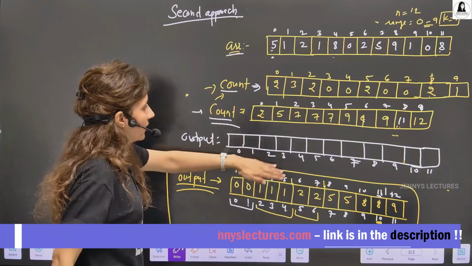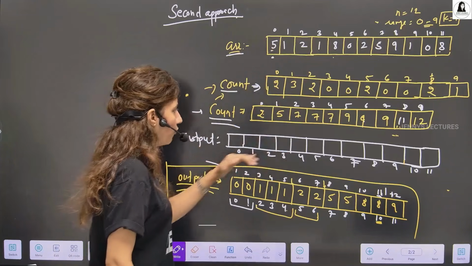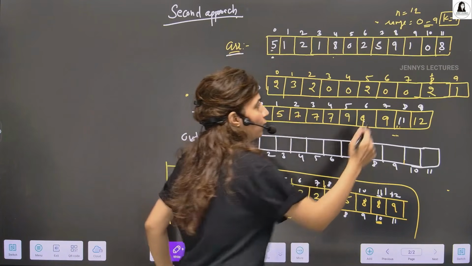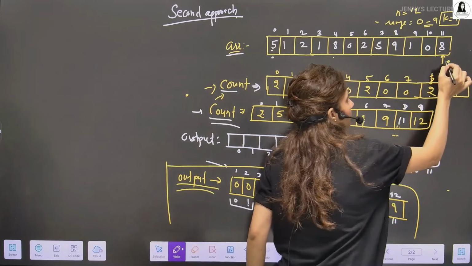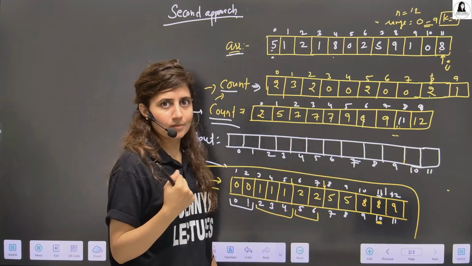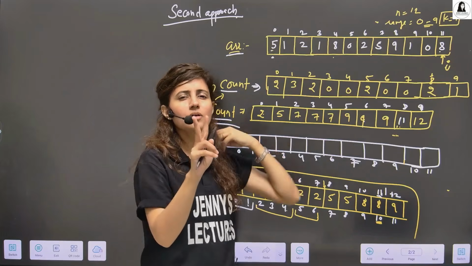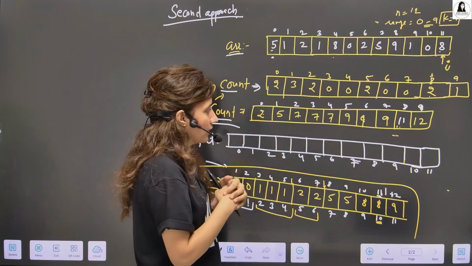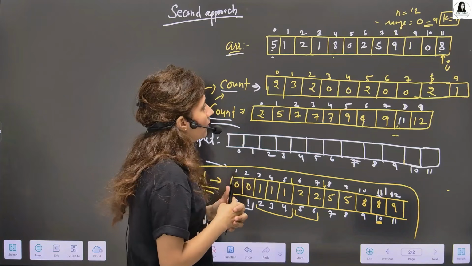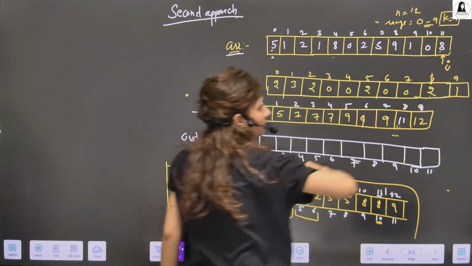So we have the output array, a separate array of the same size. Now how do we put the elements here to maintain the stability? We traverse this from the last. This is the main step to maintain the stability, the relative ordering of the same elements, and counting sort is a stable sort. So we traverse this array from here to here.